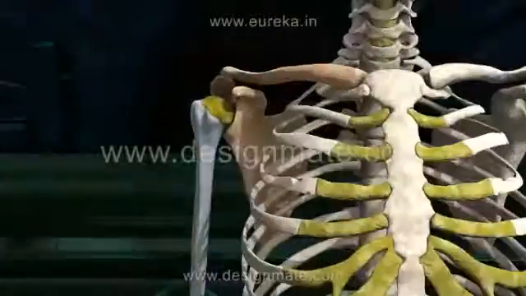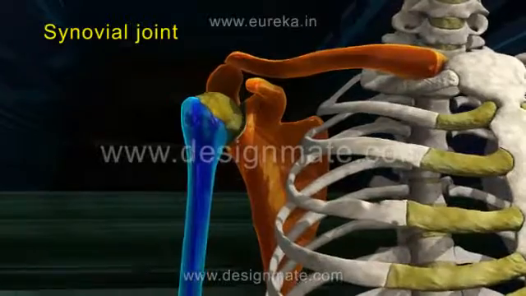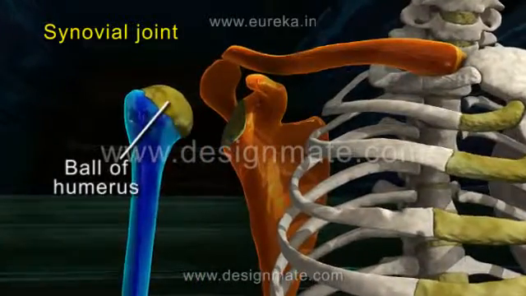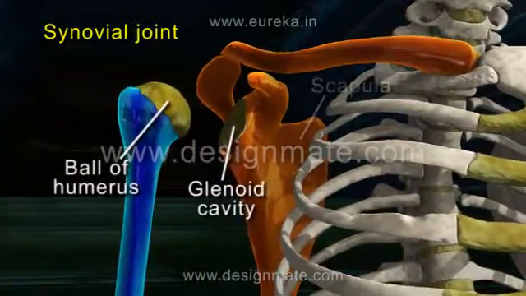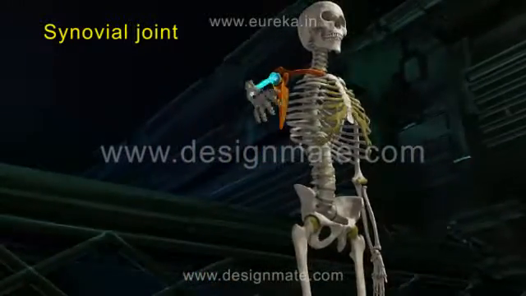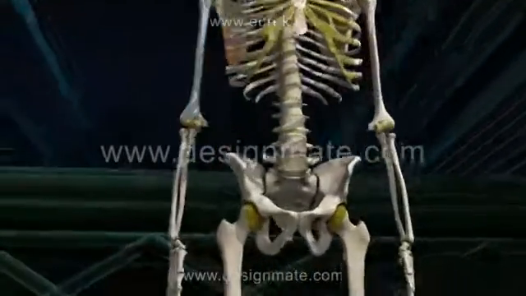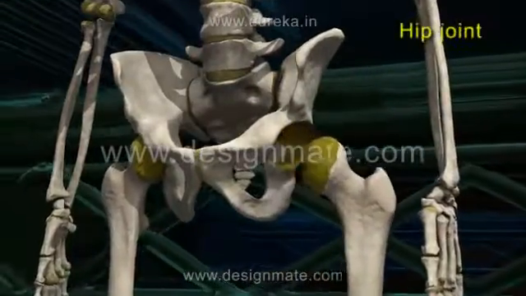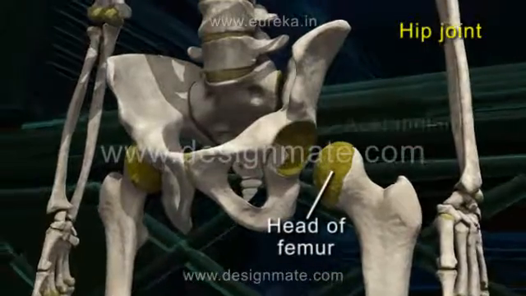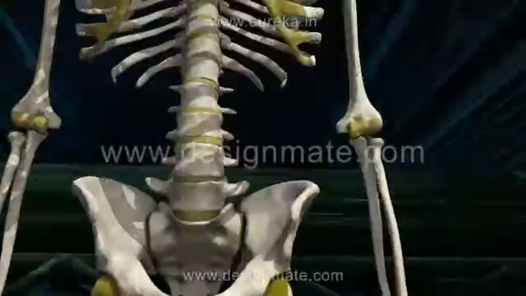The pectoral girdle is another type of joint that shows the ball and socket joint or synovial joint, where the ball of the humerus fits into the glenoid cavity of the scapula. This joint helps in movement of the arm in all directions. Another example of this joint is the hip joint, where the head of the femur fits into the curved cavity or acetabulum of the pelvic girdle.